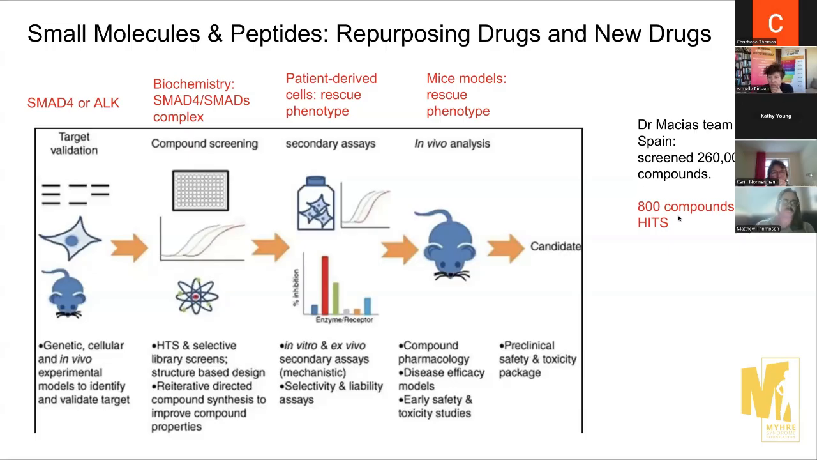And they found 800 compounds that could do that at the protein level. It doesn't mean that it's going to work in human, but at the protein level, they were able to identify that. Maria Macias, she's a chemist, so their job is to create new molecules and test molecules at the molecular level. But then we came to them, they came to us.